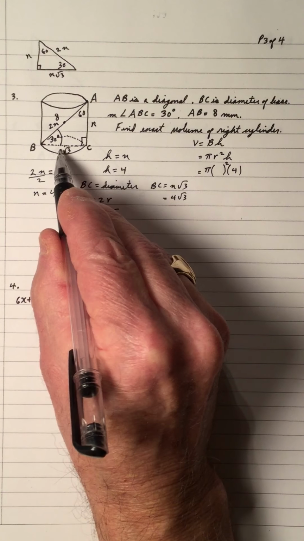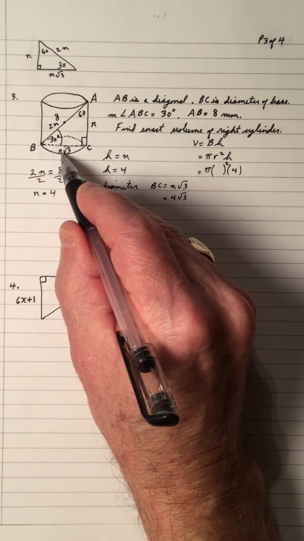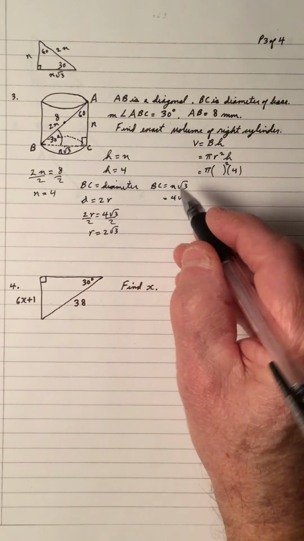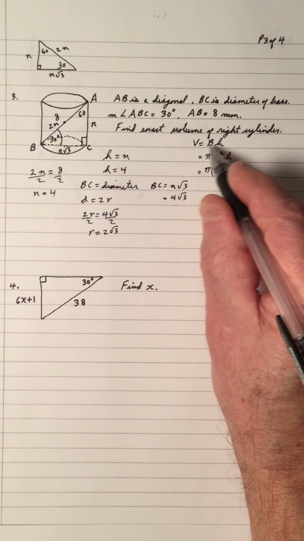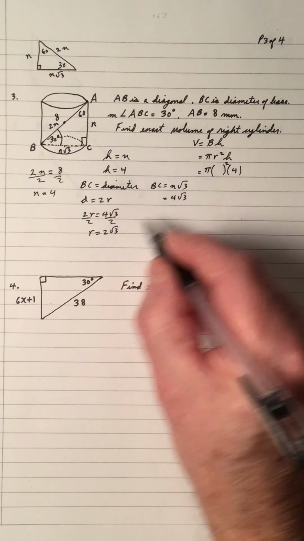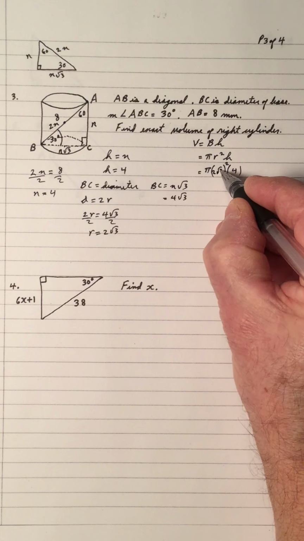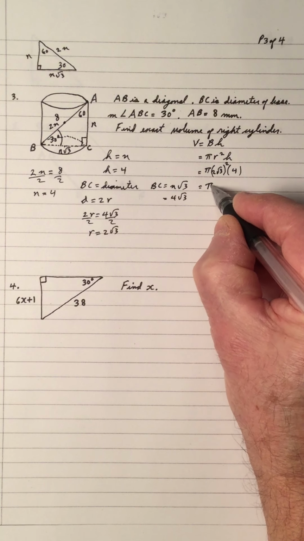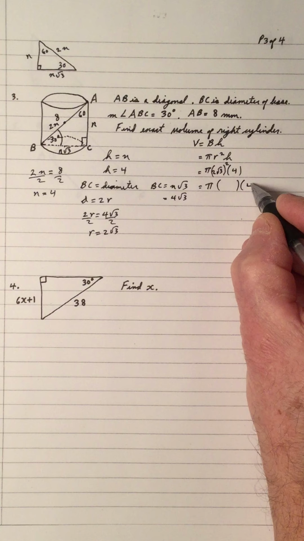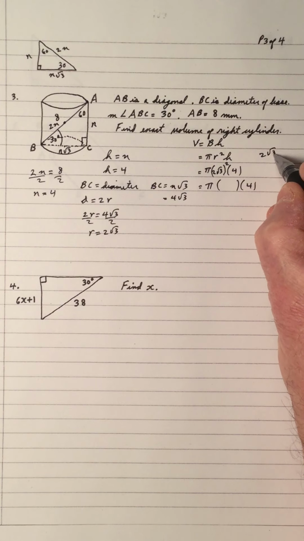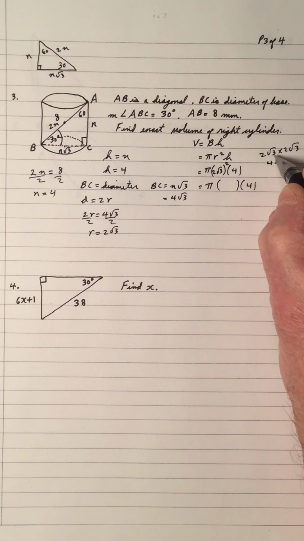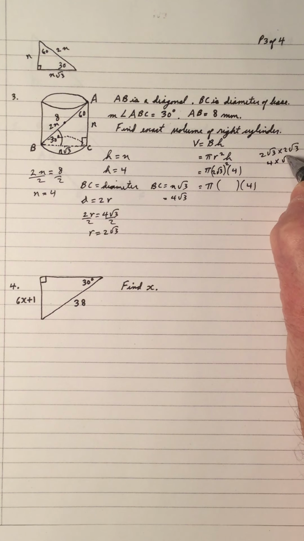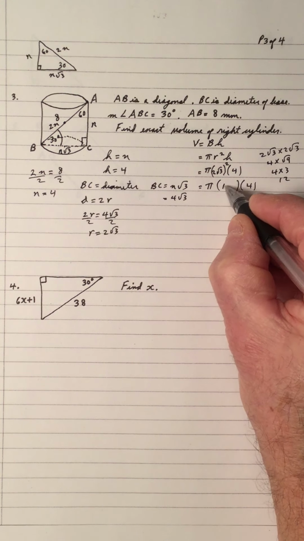Again, we found out n to be 4, so that's 4 root 3, and a half of that is 2 root 3. So go back to our formula for the volume, and the radius is 2 root 3. So that's pi times. Now we're going to take 2 root 3 and multiply by 2 root 3. 2 times 2 is 4. Root 3 times root 3 is root 9. So that's 2 times 3 gives us 12.